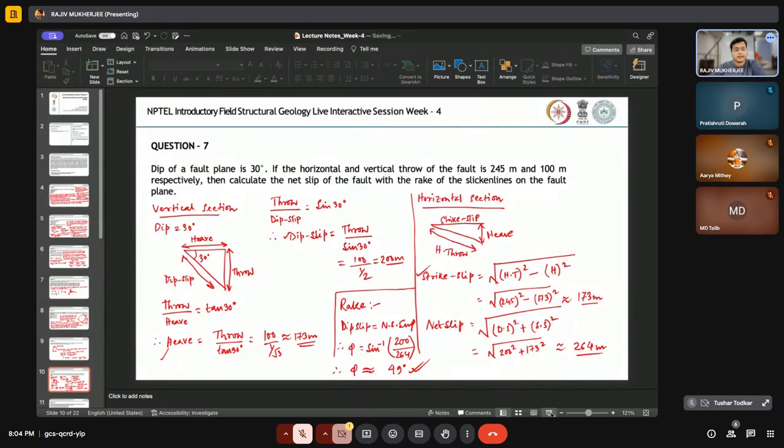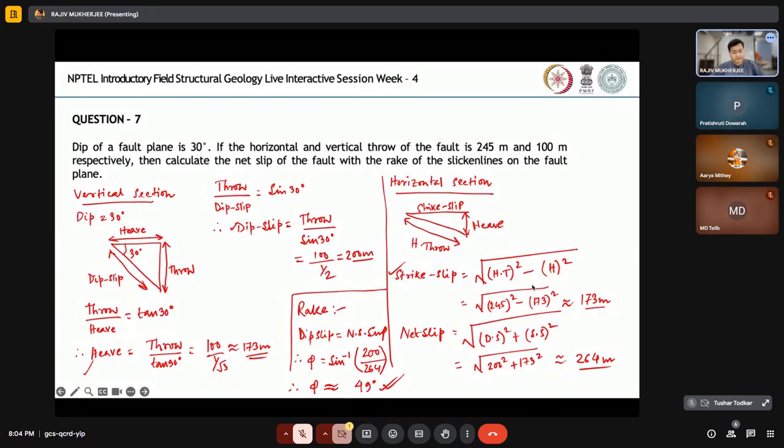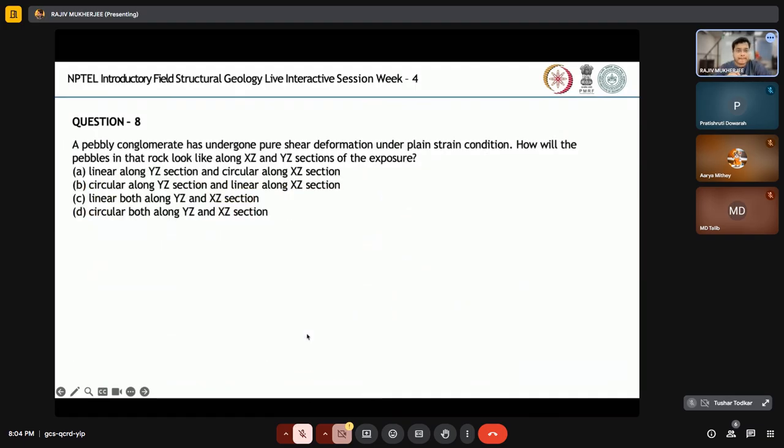Okay, right. So this was question number 7. So let us move on to question number 8. A pebbly conglomerate has undergone pure shear deformation under plane strain condition. How will the pebbles in that rock look like along the XZ section and YZ section of the exposure?